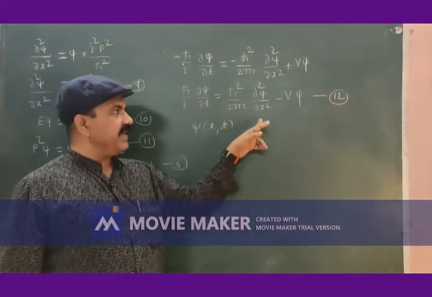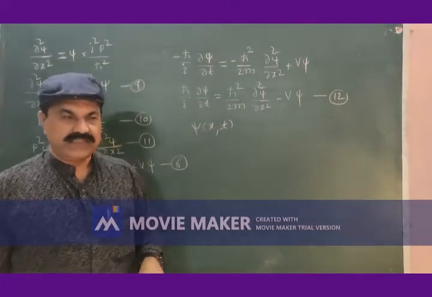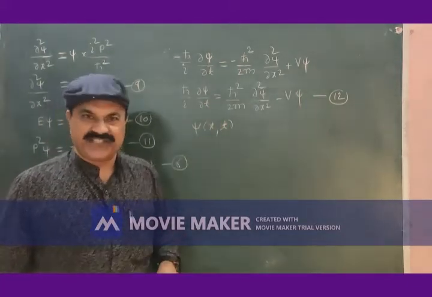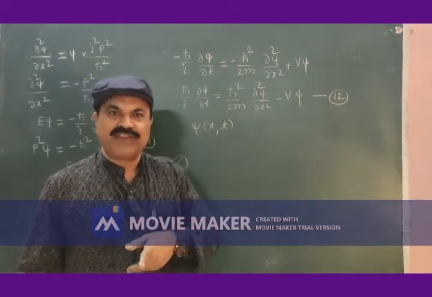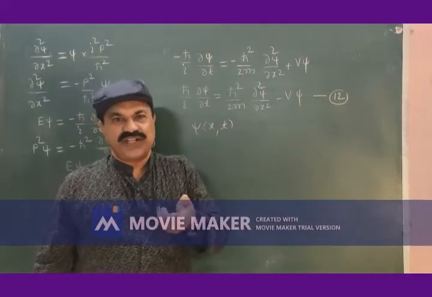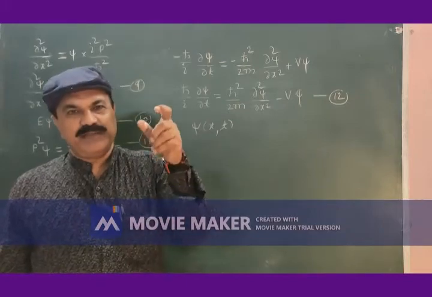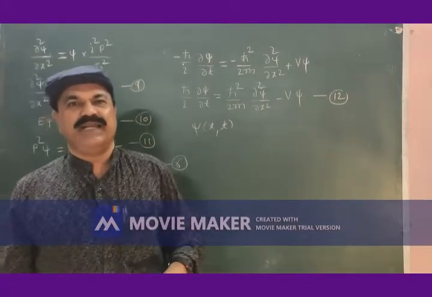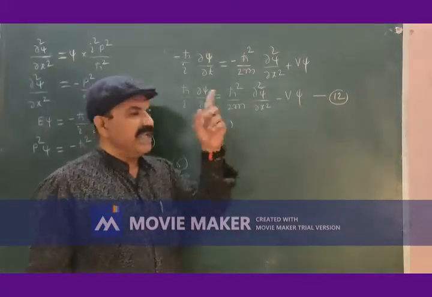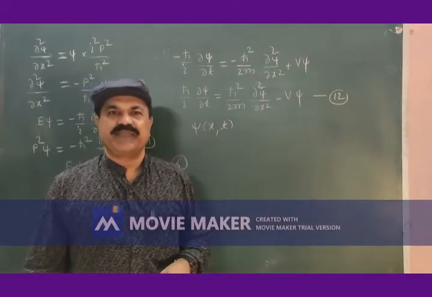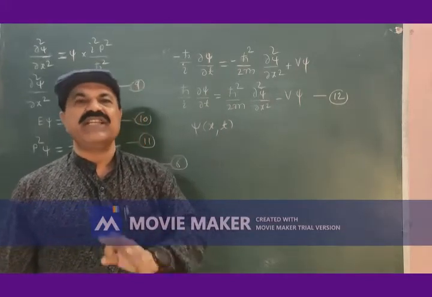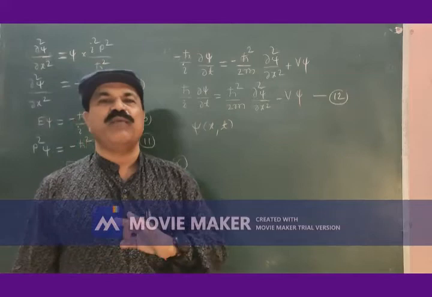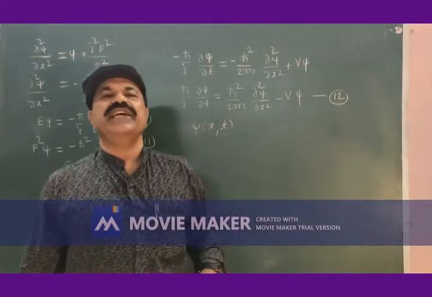One variable t, other variable x. Therefore, this psi is psi of xt, a one dimensional wave function. That is the wave function associated with a particle performing motion in one dimension. And therefore, equation 12 is the one dimensional time dependent form of Schrodinger equation.